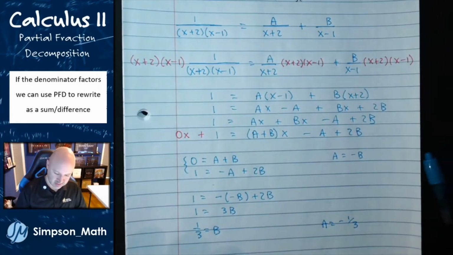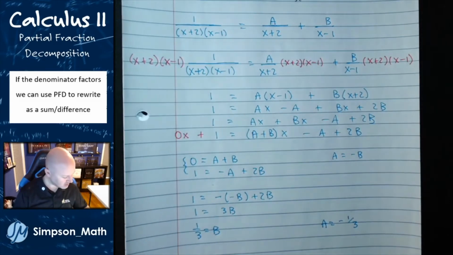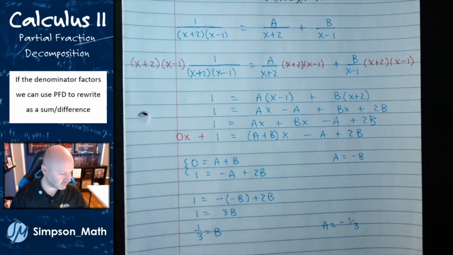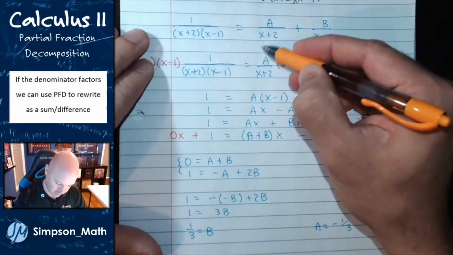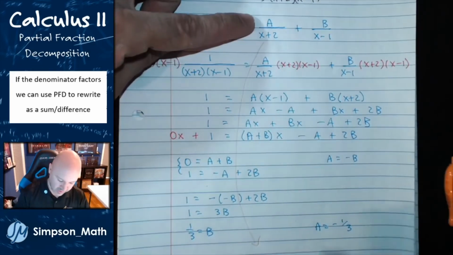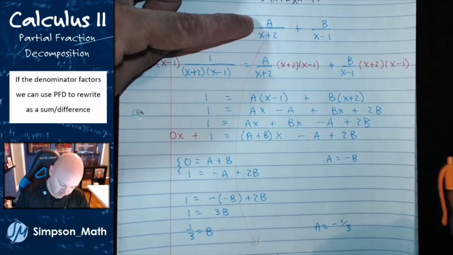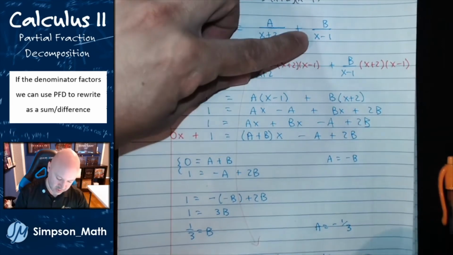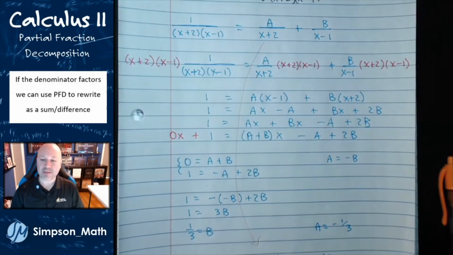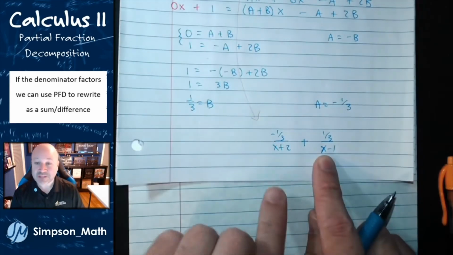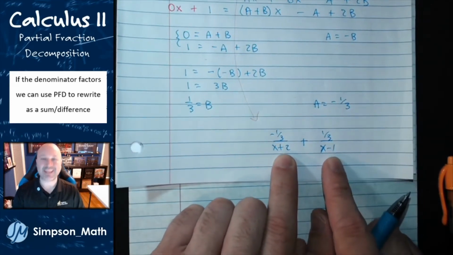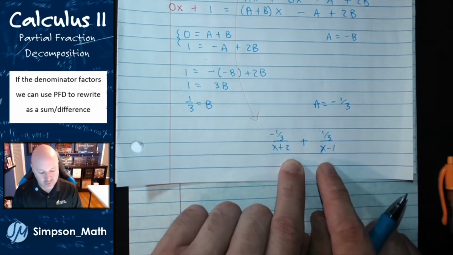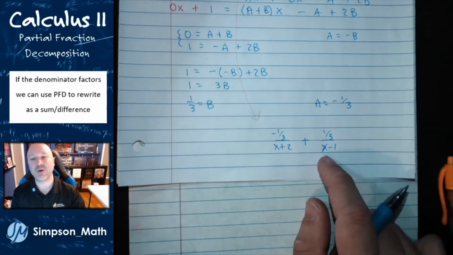And in fact, let me just do that real quick, maybe to help us out. Different color. So we have negative 1/3 over x plus 2 plus 1/3 over x minus 1. Oops, you can't see that. If you take those two fractions and you get a common denominator and add them together, you'll end up with 1 over the product of x plus 2 and x minus 1.